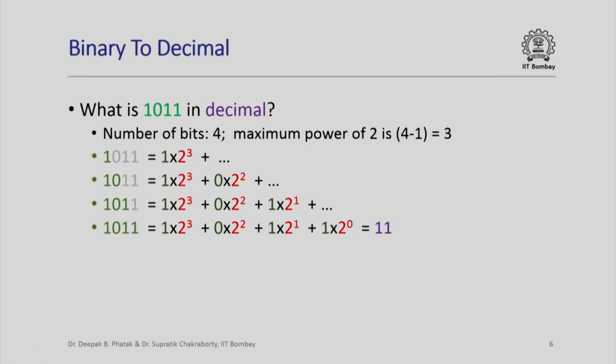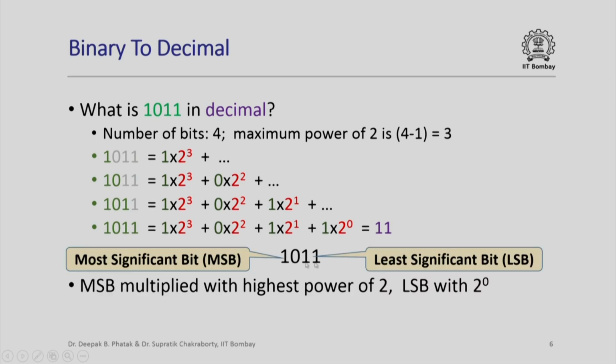Note that in this representation, which is a decimal representation of the number 11, I am also using the digits 1 and 1. This is the binary representation of the same number 11, in which I am also using the numbers 1 and 0. However, this representation is very different from this representation. This is a base 10 decimal representation, this is a base 2 binary representation of the same number 11. So if you look at 1011, this bit, which is associated with the highest power of 2, is called the most significant bit, or MSB. This bit, which is associated with the least power of 2, which is always 2 raised to 0, is called the least significant bit, or LSB.